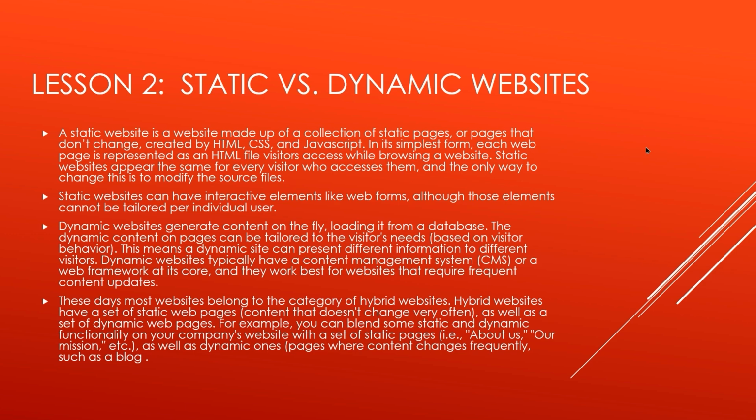For example, you can blend some static and dynamic functionality on your company's website with a set of static pages, for example, about us or our mission, as well as dynamic ones, pages where content changes frequently, such as a blog. And the site that we've been working on, the blog site, is a hybrid site. It has static pages. I think about my garden page is pretty static. It's not going to change. And then we have our other pages like our podcast player page where the content changes frequently, as well as our blog pages.